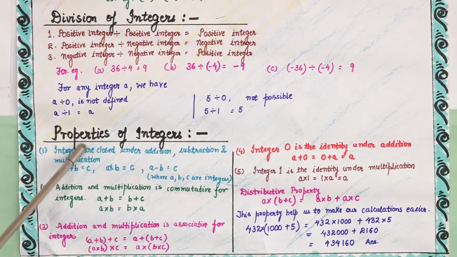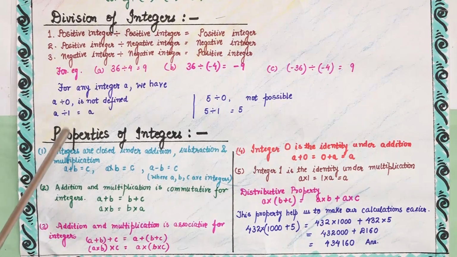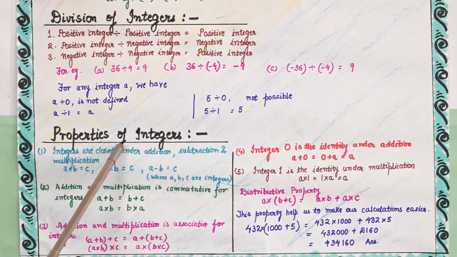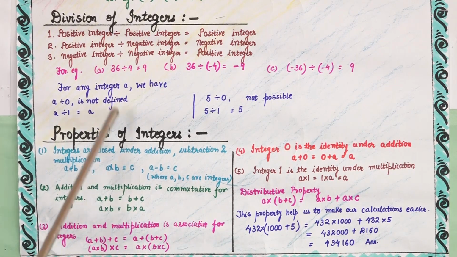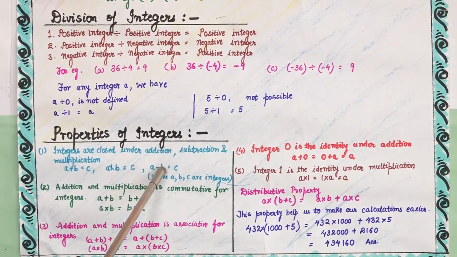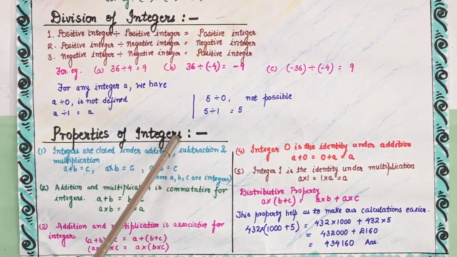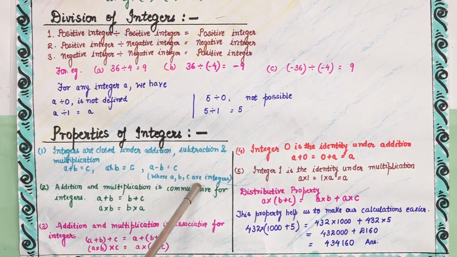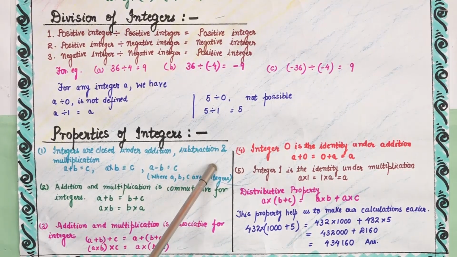Now there are a few properties of these integers. First property: integers are closed under addition, subtraction and multiplication. That means if we add, subtract or multiply any integers, in the answer we always get an integer. But this rule is not applicable for division.